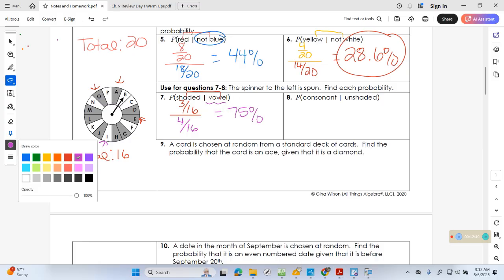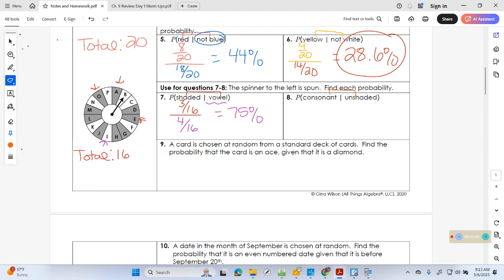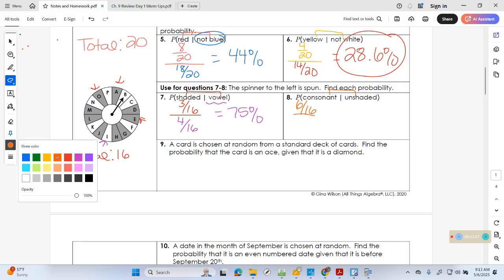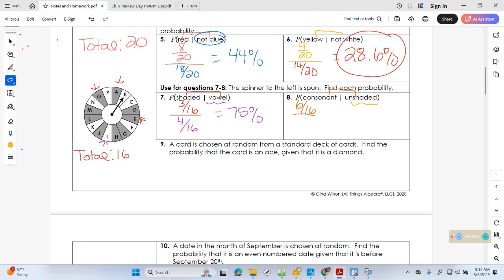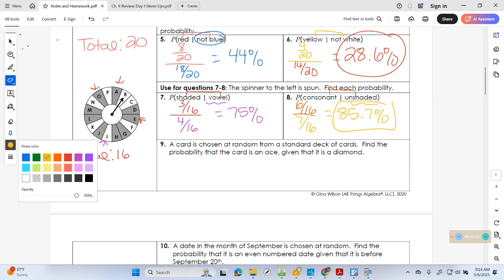All right. I feel like we're doing a lot of vowels and consonants. Consonant and unshaded. So how many of the unshaded are consonants? So count it. We've got 6 out of the 16. I like it. Now, final. How many of them are unshaded? So 7 out of 16. The total 16, of course. You can count those. What do we got? 85%. Perfect. Or if you round to 86, you know I don't care on the rounding. It doesn't say, so you do you.